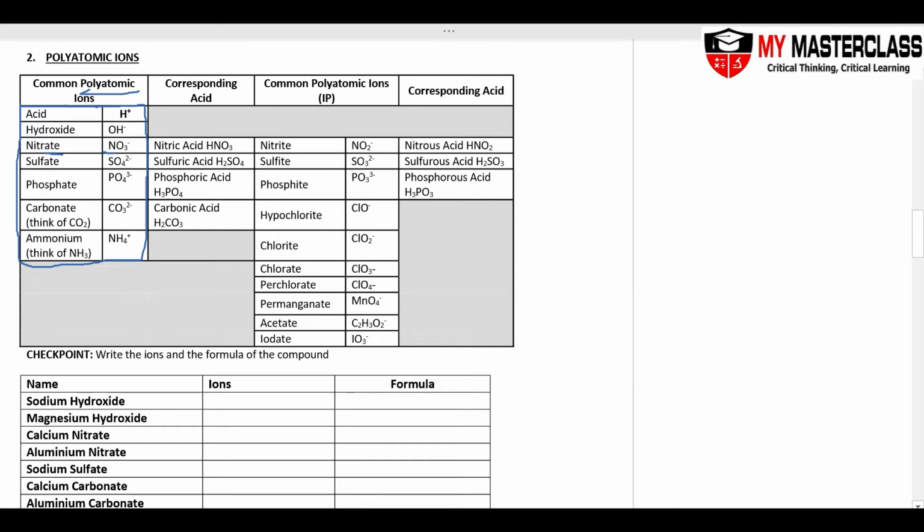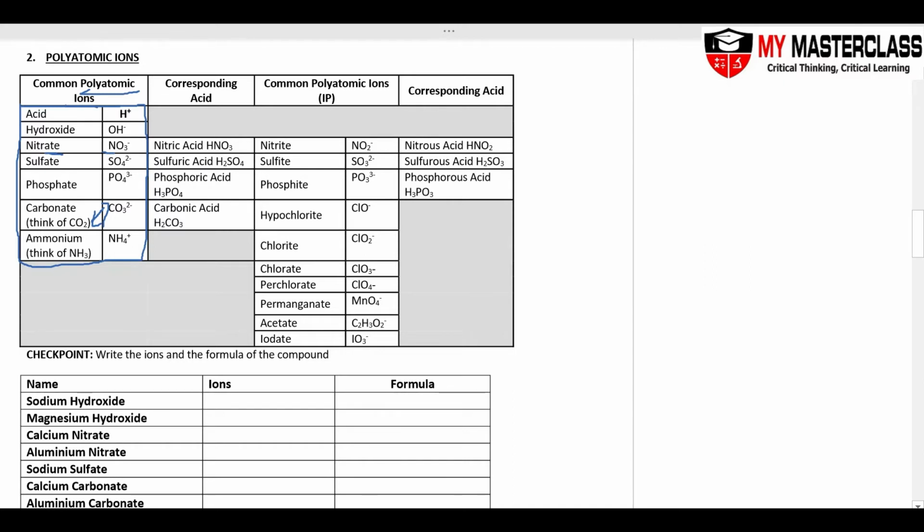Sulfate, SO4 2 minus, sulfur and oxygen added, 4 oxygen added, get a charge of 2 minus. Phosphate, PO4 3 minus, carbonate, CO3 2 minus. Moving forward in your chemical reactions, whenever you see carbonate, CO3 2 minus, always think of carbon dioxide. When you see carbon dioxide, always think back carbonate. This is always true because these two compounds are very similar. Okay, carbonate will always form carbon dioxide in a chemical reaction.